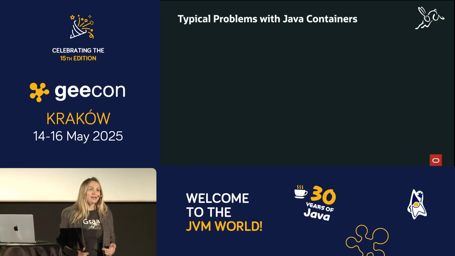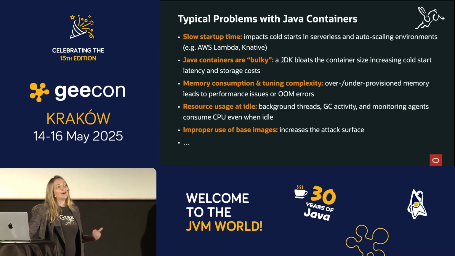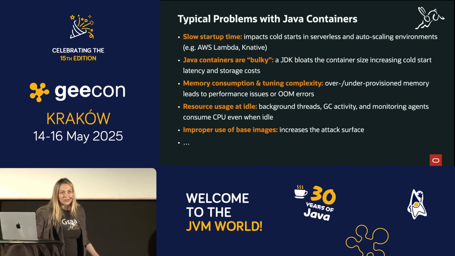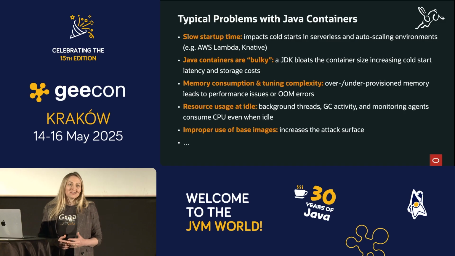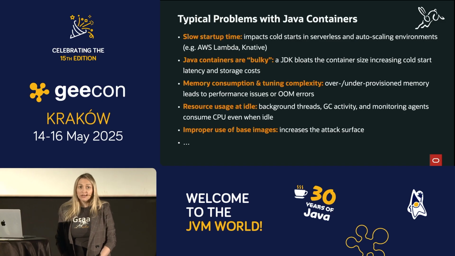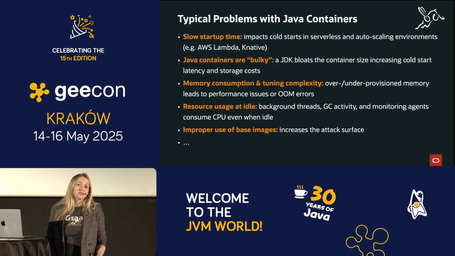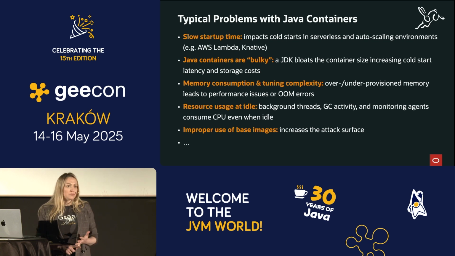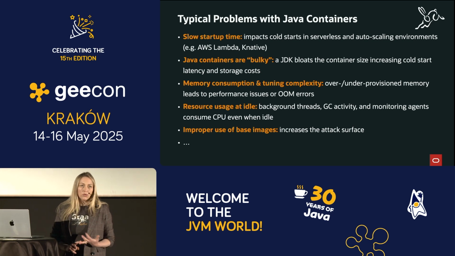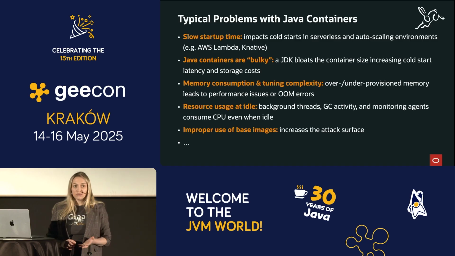Before we move in, let's talk about typical problems of Java containers. I'm sure we all know about them, and I just list the top: slow startup time, which affects the cold starts in serverless environments, like AWS Lambda, OK Native. Then Java containers are known to be bulky, because including a full JDK in a container bloats it up. Then memory consumption and tuning complexity, where over or under provisioning memory leads to performance issues, then resource usage at idle, and also improper use of base images.